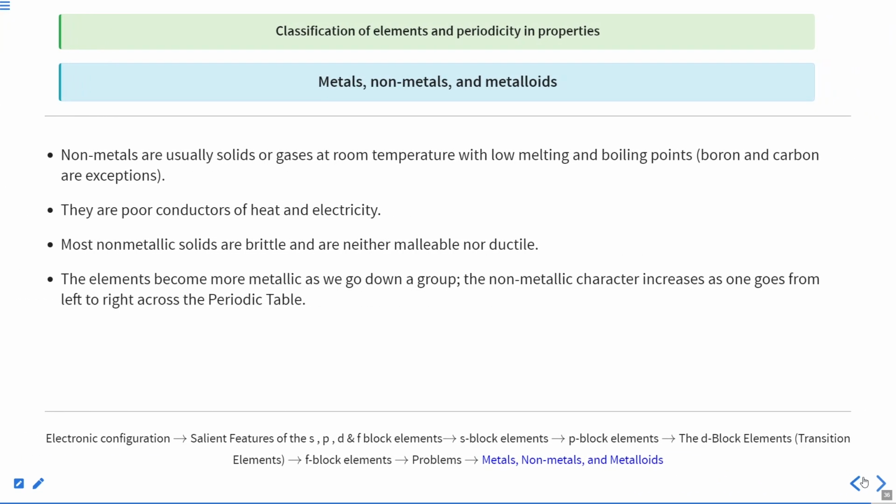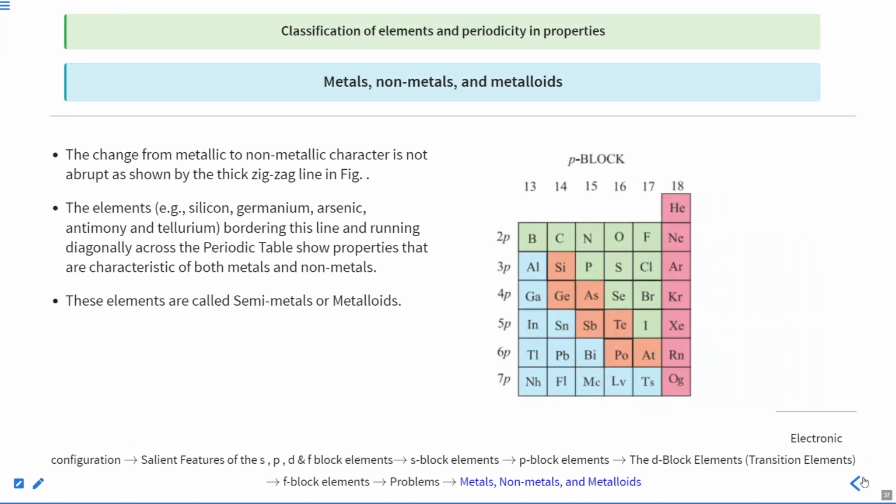Non-metals are usually solids or gases at room temperature with low melting and boiling points. They are poor conductors of heat and electricity. Most non-metallic solids are brittle, neither malleable nor ductile. The elements become more metallic as we go down the group. The non-metallic character increases as one goes from left to right across the periodic table.